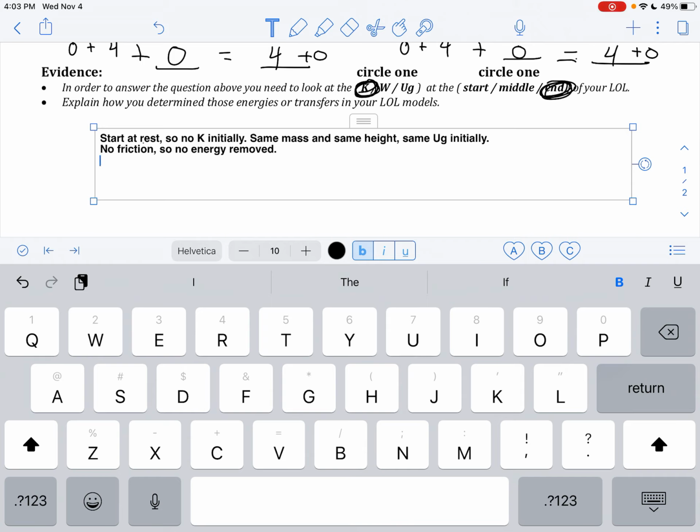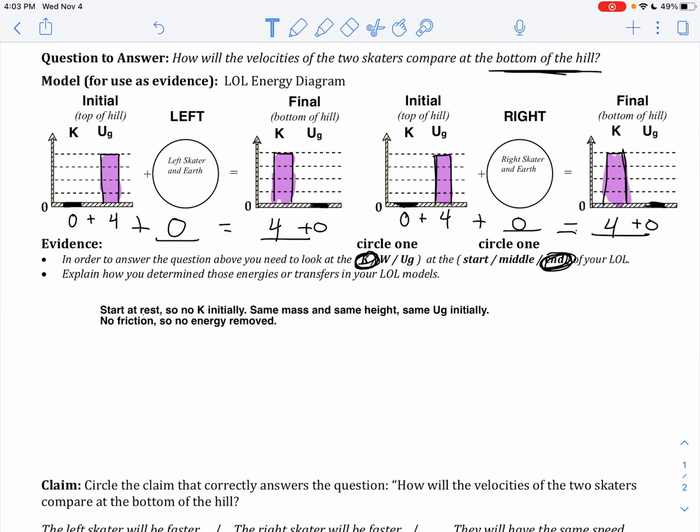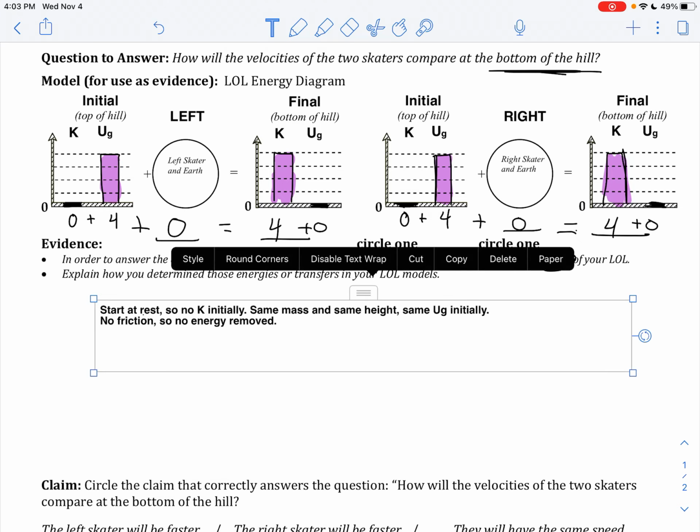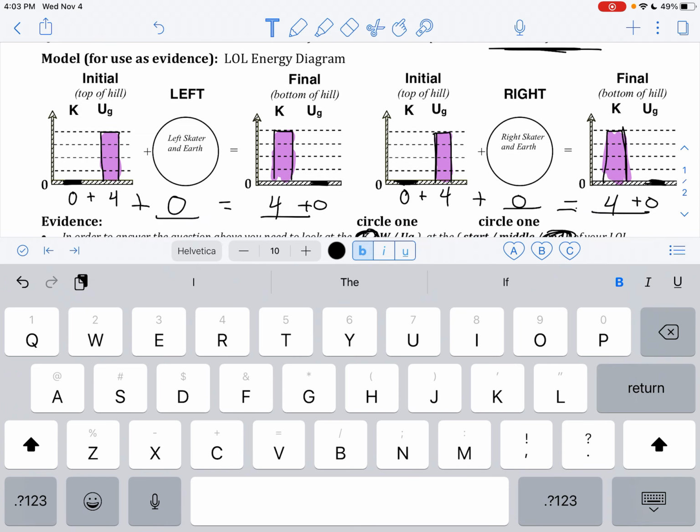Okay, so now I've talked about my initial L. I've talked about the O. Now at the end, how did I figure out the end? Well, I know that there's no UG at the end because there's no height.